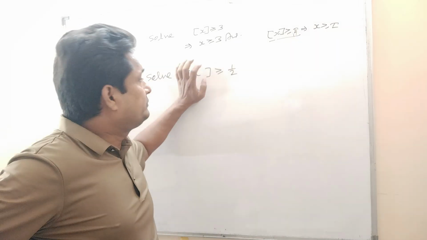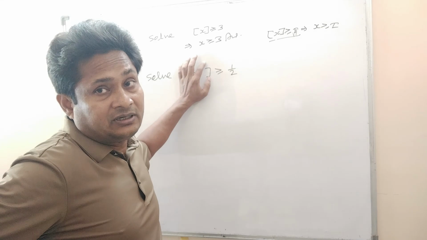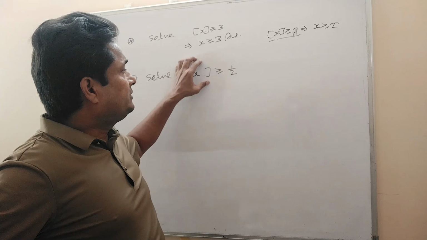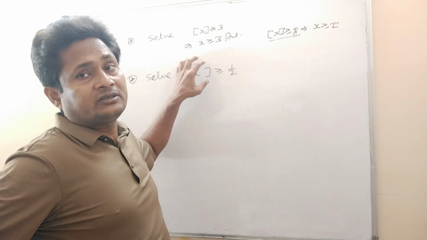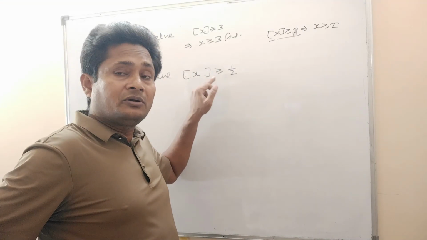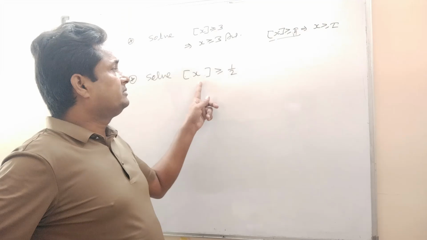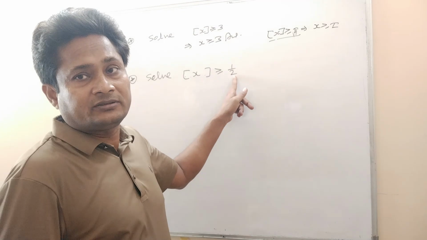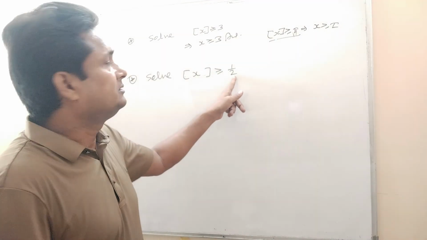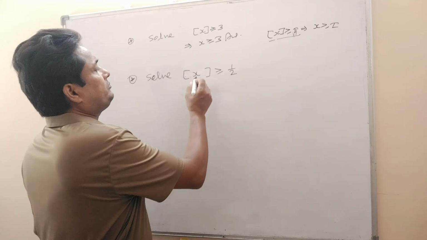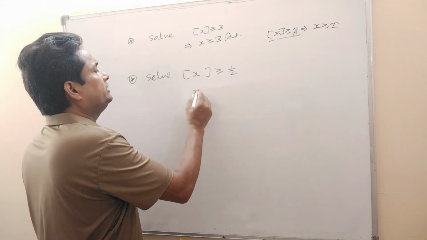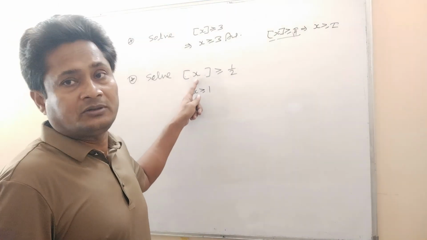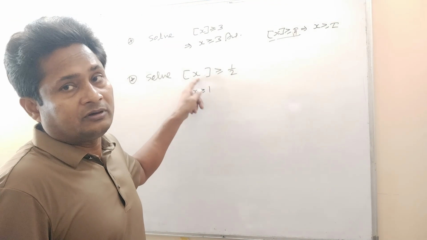That means what will be the lowest integer of this one, which will be greater than or equal to half? So what will be the lowest integer? After half, what will be the next integer? Next integer is 1. That means this x will be greater than or equal to 1. If you substitute here greater than or equal to 1, it will always satisfy.